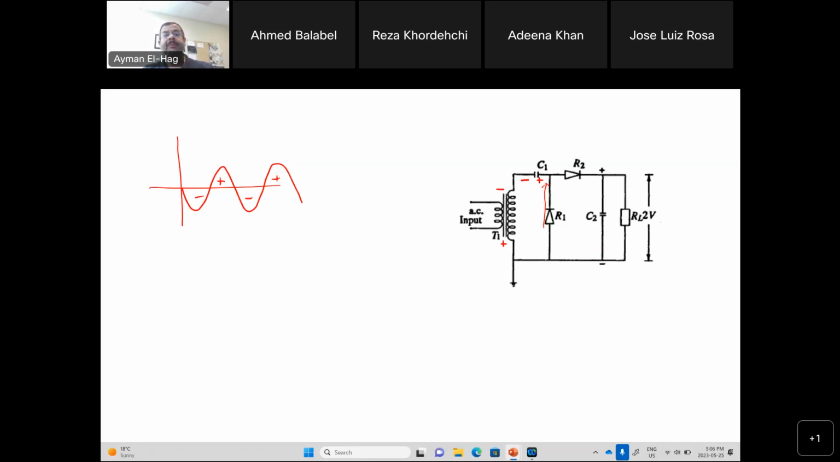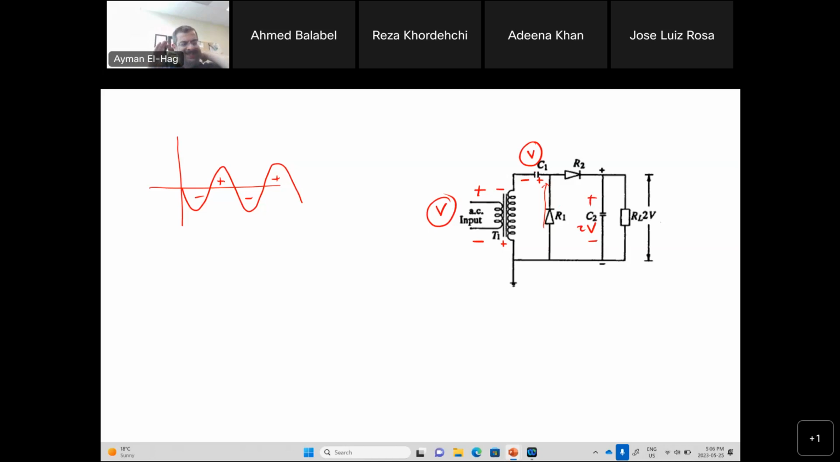Now, during the positive cycle, this becomes plus and minus. So this diode will now be forward biased, and this diode will be reverse biased. So this will become an open circuit. So we have the voltage V here, and we have the voltage V here. So that capacitor will be charged by this V and that V, which is 2V. So you will have 2V out. That is why we call this circuit a voltage doubler.